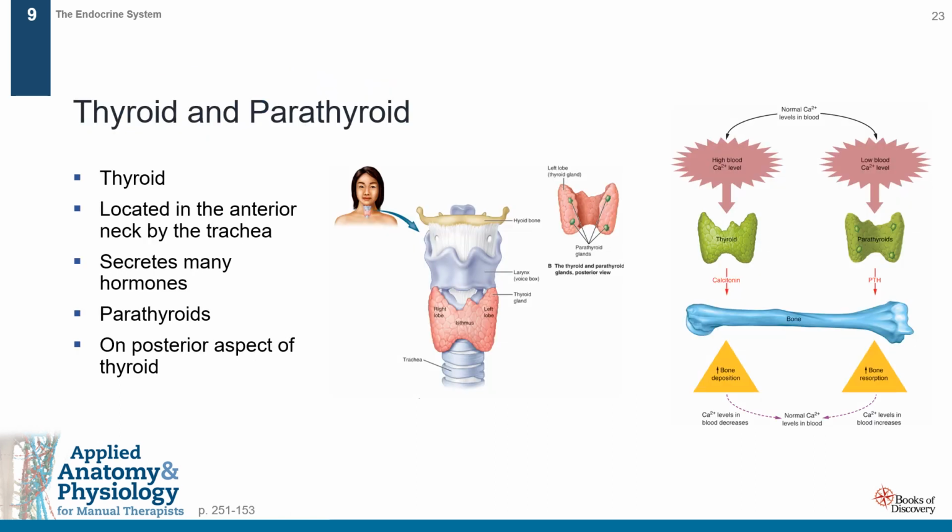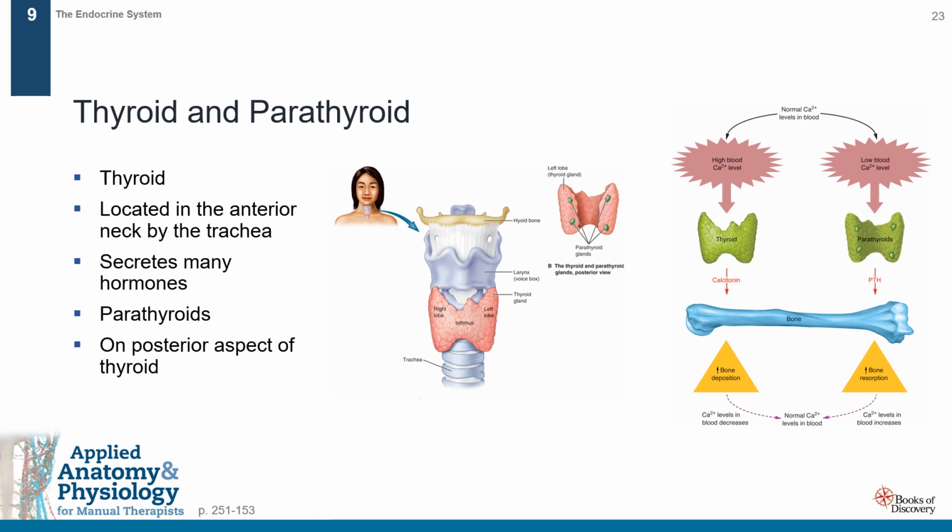Let's now consider the thyroid and the parathyroid. The thyroid gland is anterior to the trachea and just inferior to the voice box, which is the larynx. The parathyroids are nodes located on the lateral posterior aspect of the thyroid.